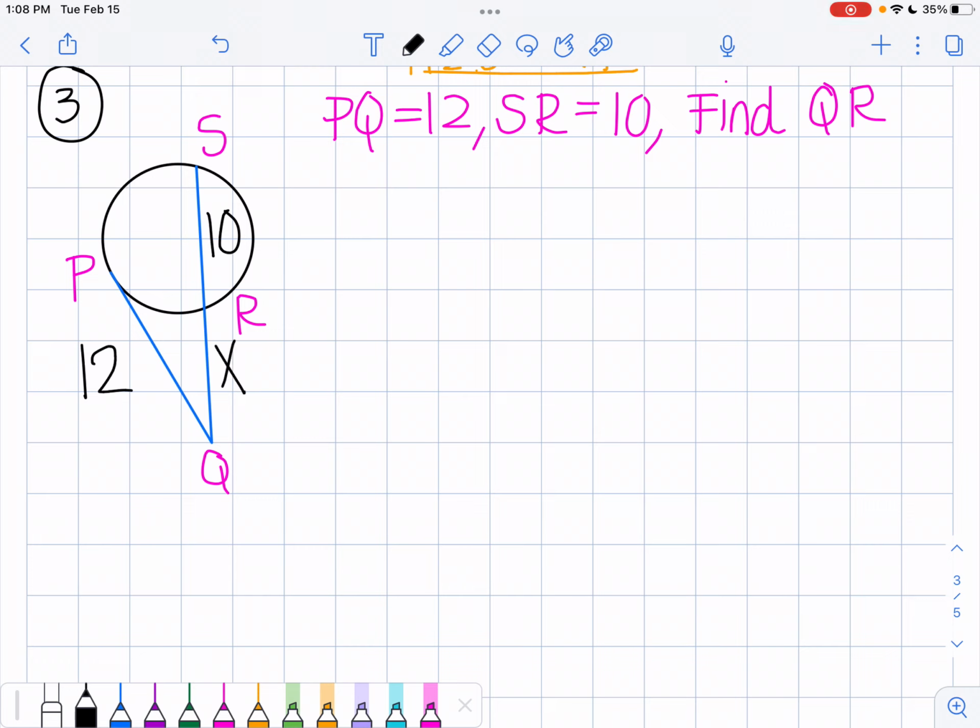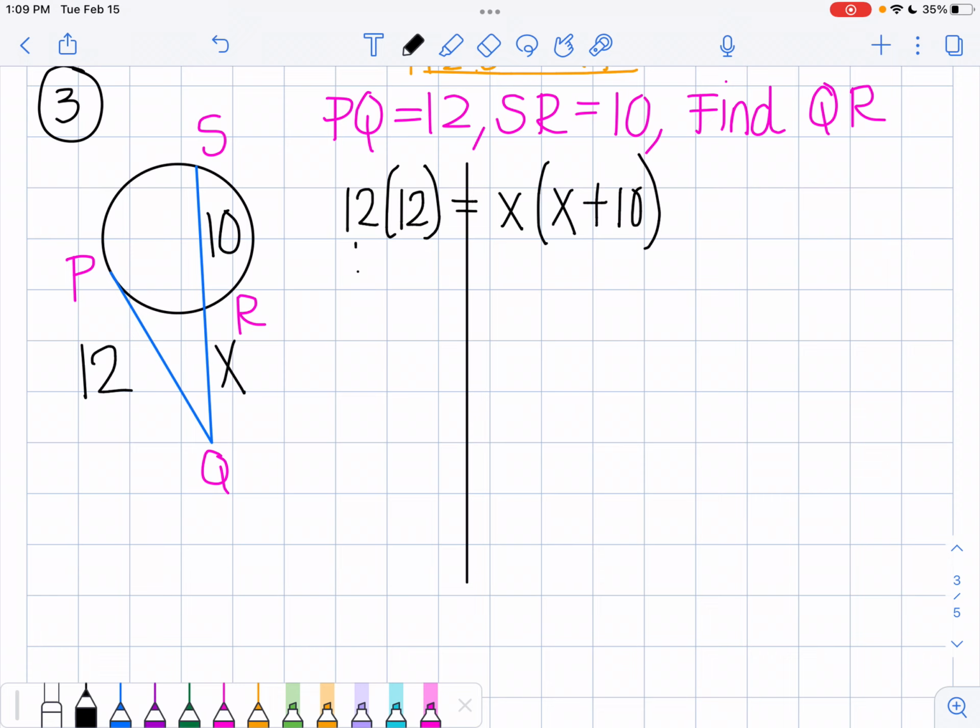All right, so my setup says on my left-hand side, I'm going to take my outside times my whole thing is equal to my outside, which is x, times my whole thing. I add them together, x plus 10. All right, so I multiply these out. I get 144 is equal to, distribute this, x times x is x squared, and x times 10 is 10x.